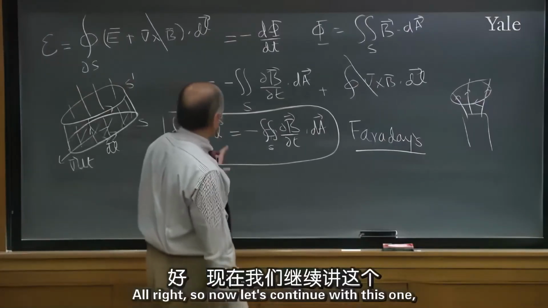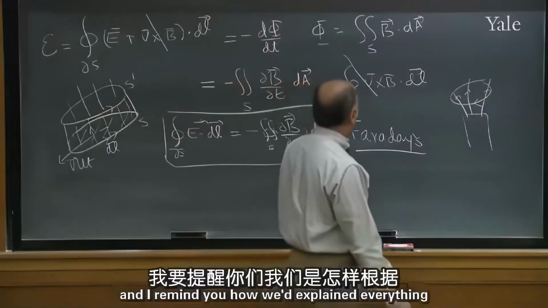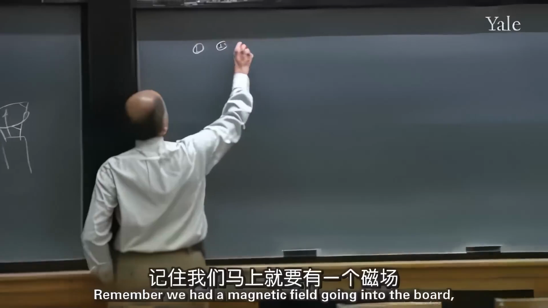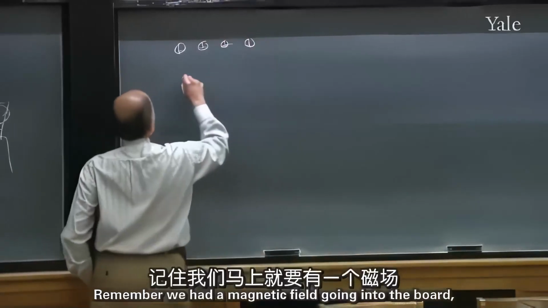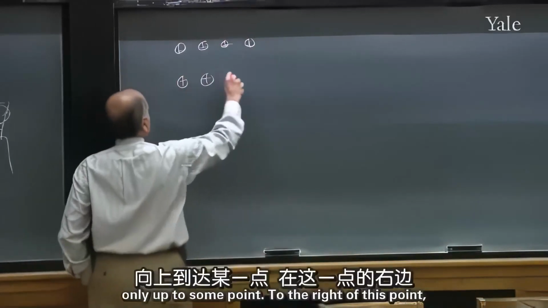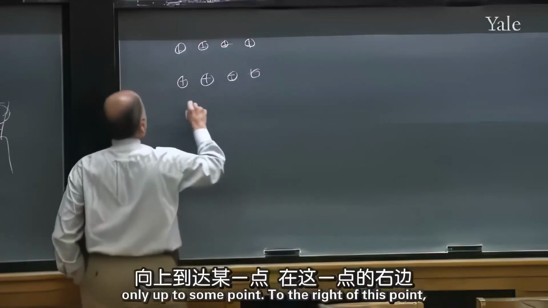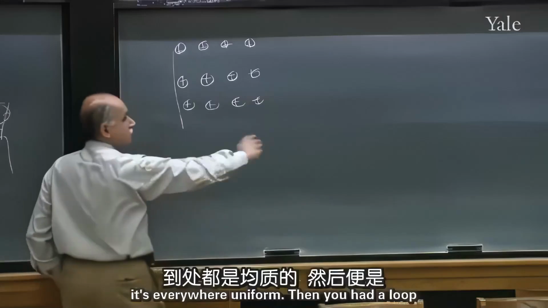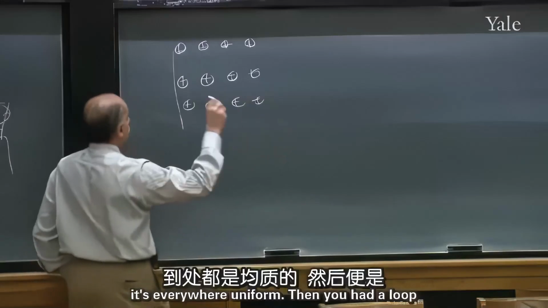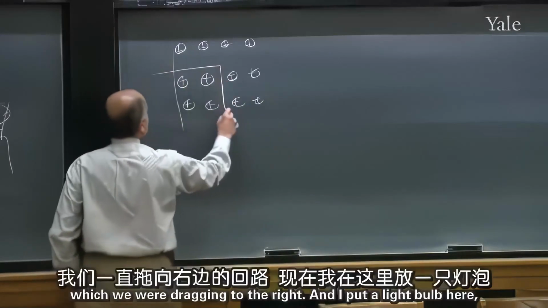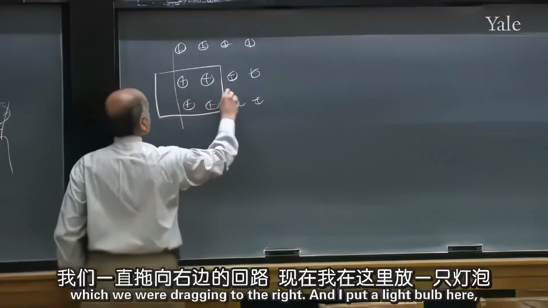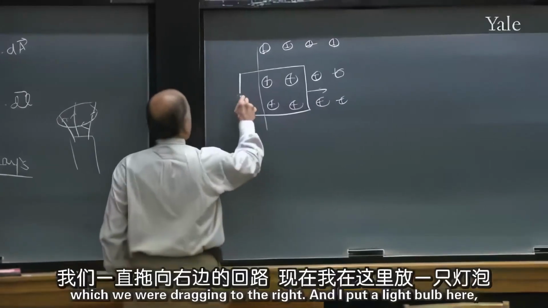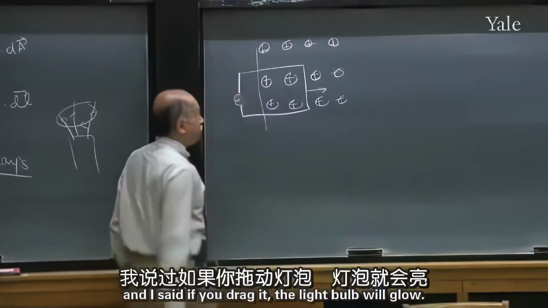continue with this one. And I remind you how it explained everything regarding the other experiment. Remember, we had a magnetic field going into the board only up to some point, to the right of this point. It's everywhere uniform. Then you had a loop which we were dragging to the right. And I put a light bulb here. And I said if you drag it, the light bulb will glow.